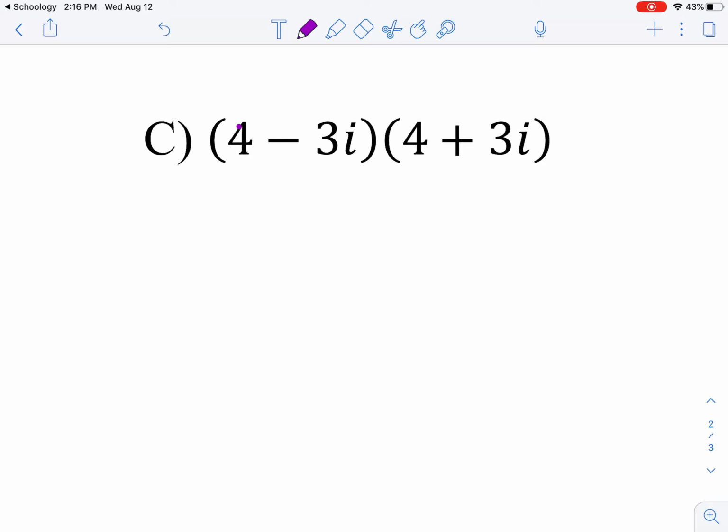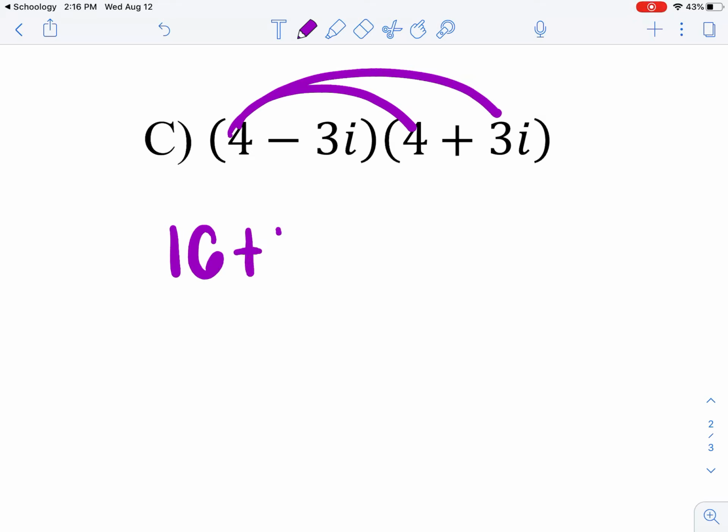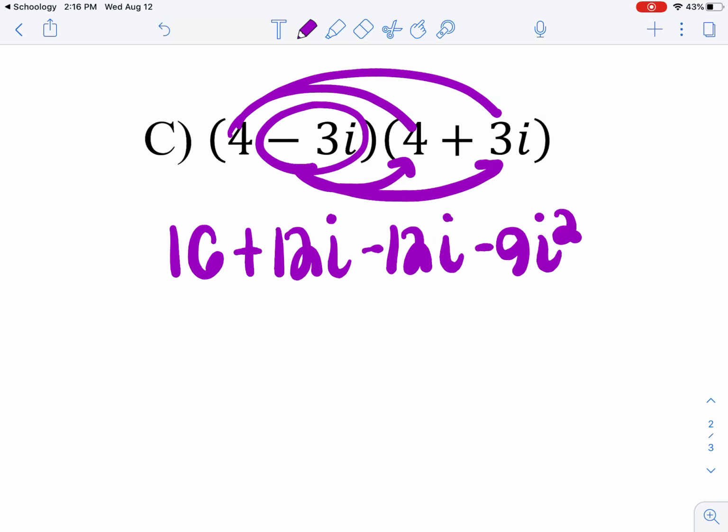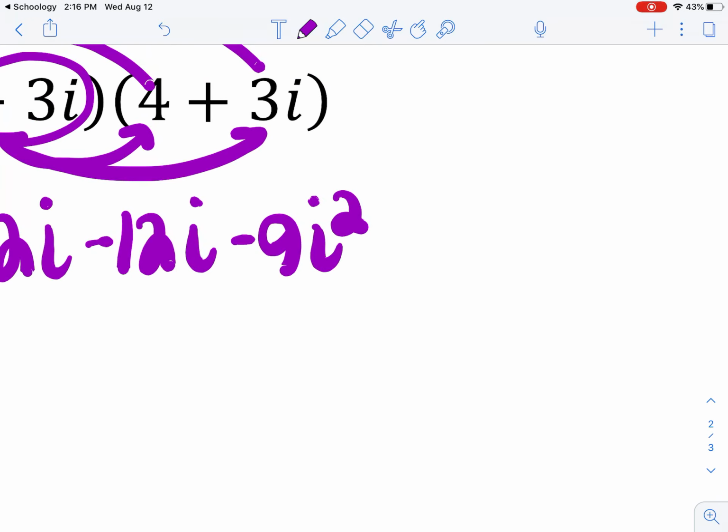All right, this one here is already set up for multiplication. 4 times 4 is 16. 4 times 3i, 12i. Now I got to distribute the negative 3i. Negative 3i times 4 is negative 12i. Negative 3i times positive 3i is negative 9i squared.